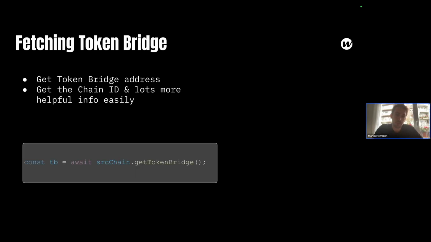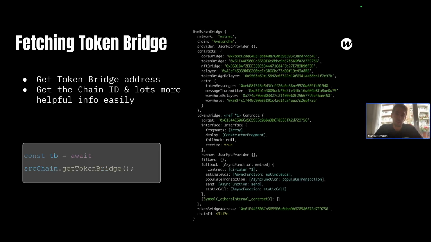So the token bridge. The token bridge is a protocol, a product from Wormhole to transfer. It's like the standard way of transferring tokens, of bridging tokens multi-chain. So we can call this method get token bridge for the source chain, for example. We already defined the source chain that is going to be Avalanche, and now we're going to call this method. This method is going to bring the chain ID, all the smart contract addresses, everything that we need related to the token bridge. So here on the right, I added a screenshot of what token bridge brings.